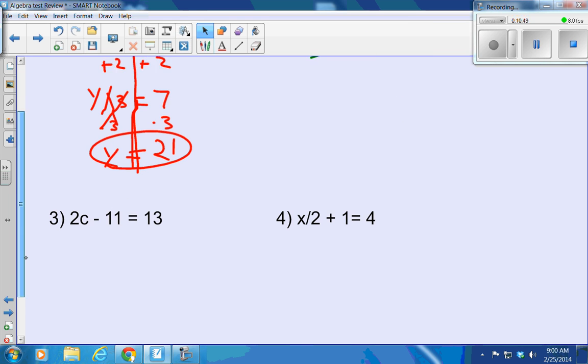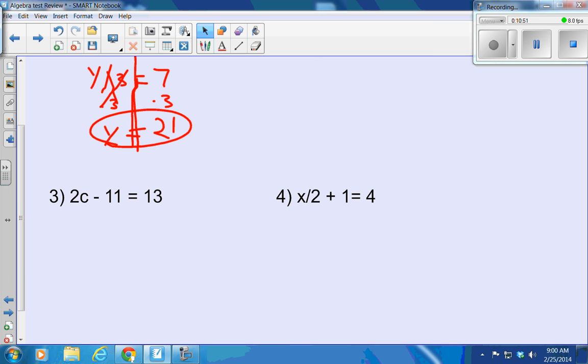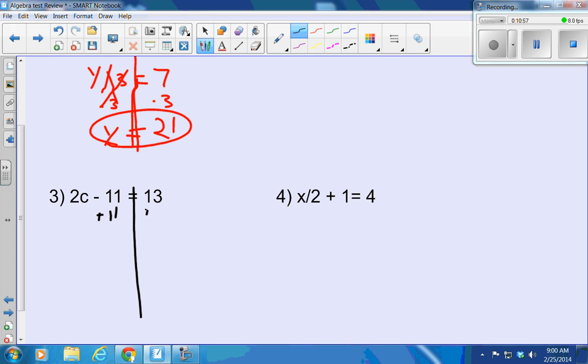Number 3, 2c minus 11 equals 13. So the opposite of minus 11 is plus 11. Plus 11, that's 24 equals 2c. Divide by 2, c equals 12. Very neat, right down the line.